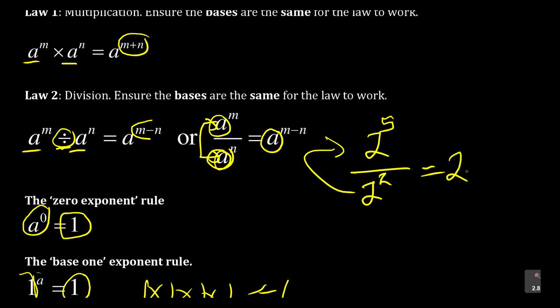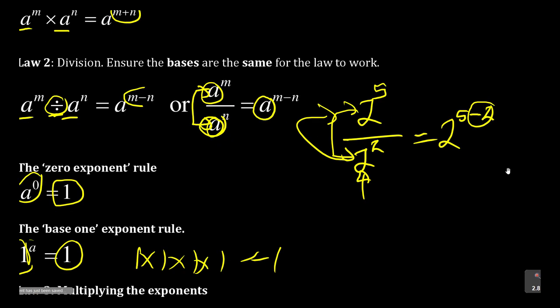It'll be 2 to the power. 2 is already represented on both of them, so I'll just say 5 minus 2. I don't have to write the bigger 2 now. I don't have to write this 2, because already the negative is telling me it went to the top.